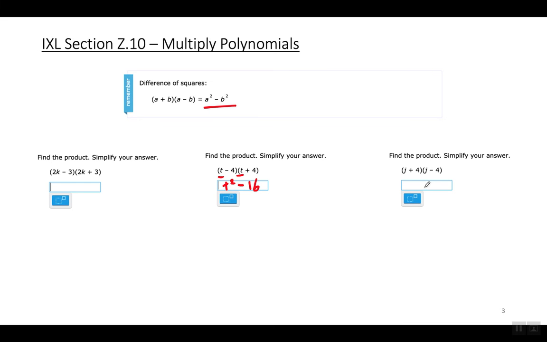All right, so right here, again, the answer is going to be the difference of squares. So I write the subtraction sign. In the front, I put whatever A is, whatever the first term is, and square it.